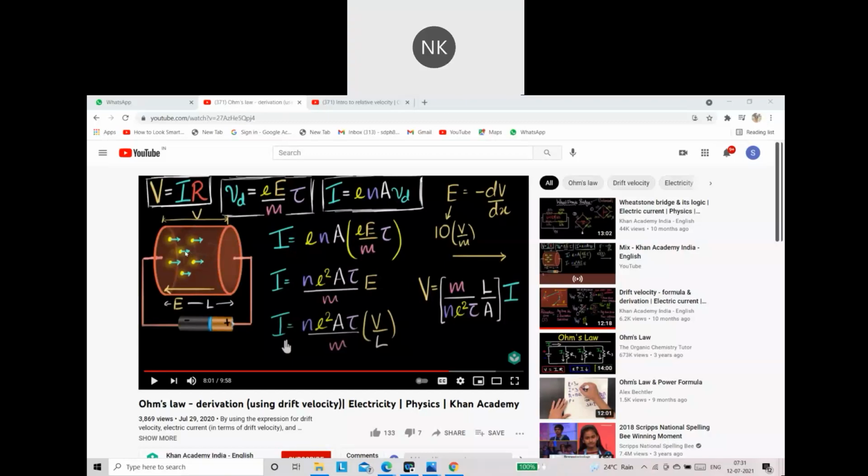E equal to negative dV by dr. That is in the case of varying potential, where potential varies with distance. Here, the electric field is constant. Constant electric field is applied. Understand? So we can write E equal to V by L, where V is the potential difference applied across the length L. That formula is applied here.